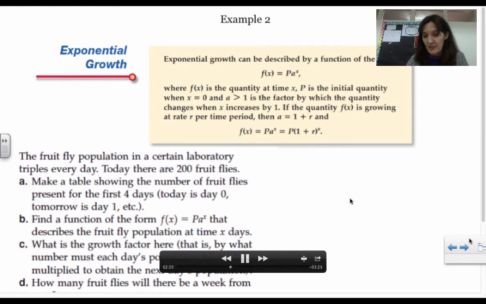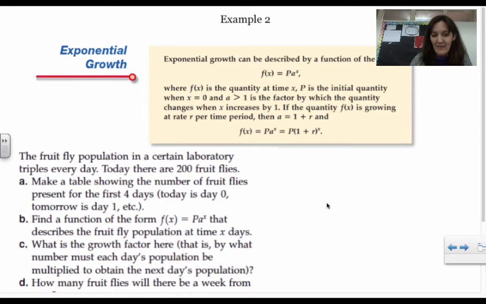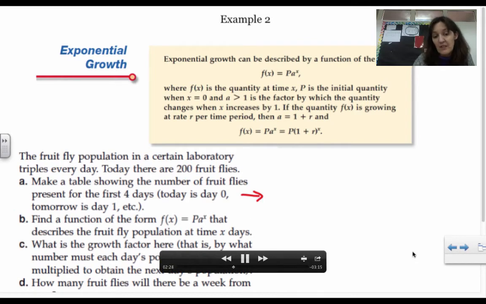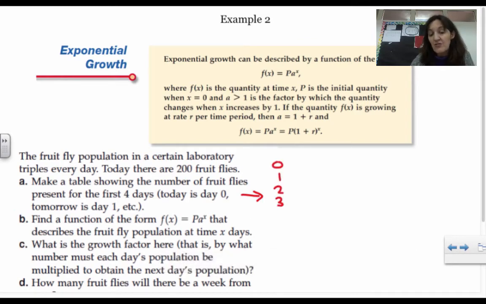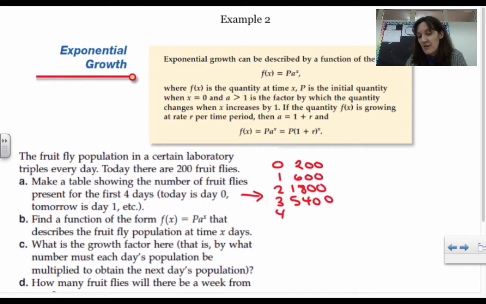Maybe I'll write on here in just a moment. Okay, so the first question asks us to make a table showing the number of fruit flies present for the first 4 days. So if the fruit flies are tripling every day, I know that day 0, which is my starting point, is 200. So the next day I have 600, 200 times 3. 600 times 3 is 1800. 1800 times 3 is 5400. And 5400 times 3 is 16,200.